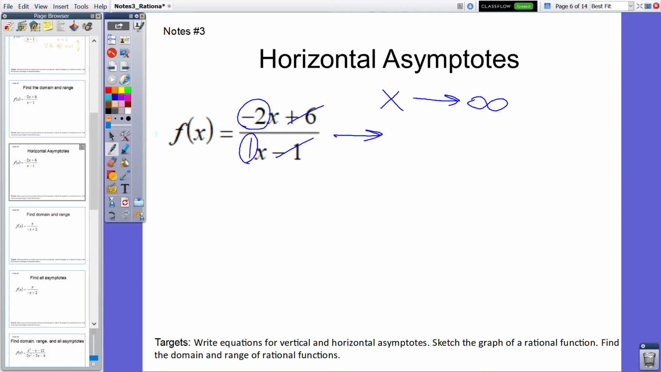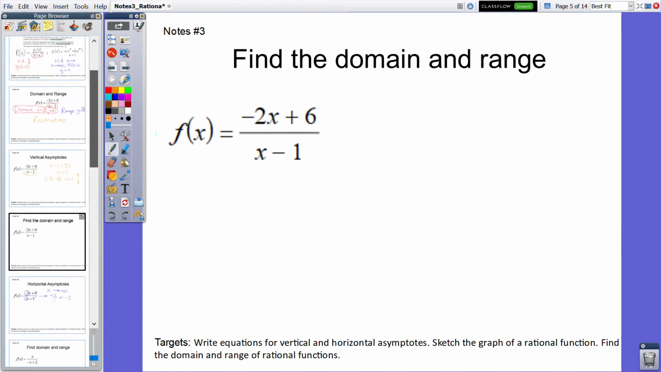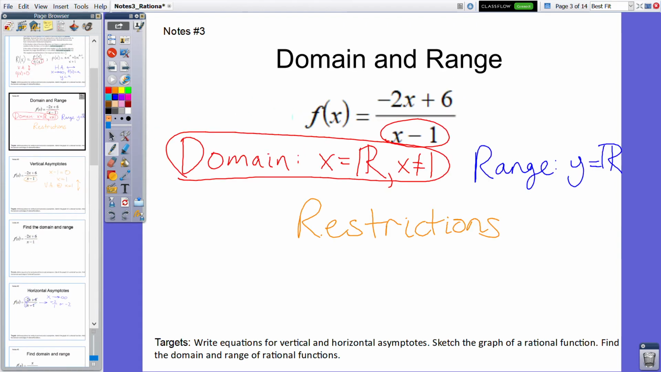So then as x approaches a very large number, we say that it's going to approach the value -2 divided by 1, or just -2. Okay? So then that means that our range, if we go back up to our first slide here, is all real numbers except y cannot be equal to -2.